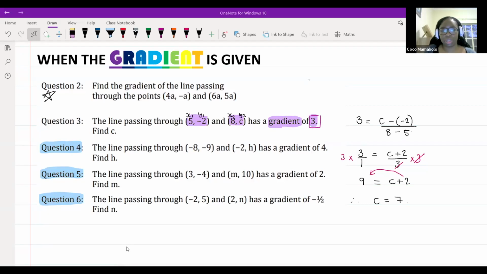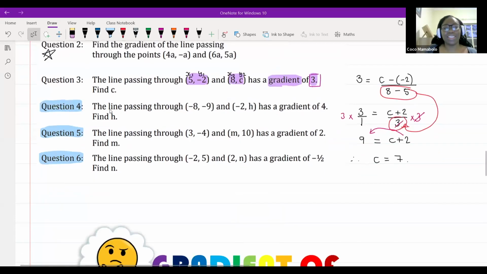Somebody's asking a question quickly. For question 3, what happened to the denominator? 8 and minus 5. Oh, so 8 minus 5 gave us 3. That's why I had a 3 down here. 8 minus 5 is just 3. I hope that answers the question. Okay, lovely.